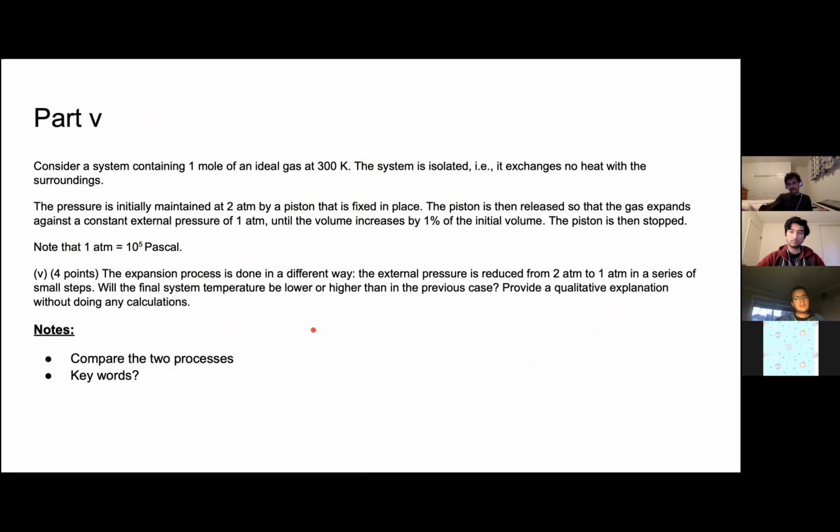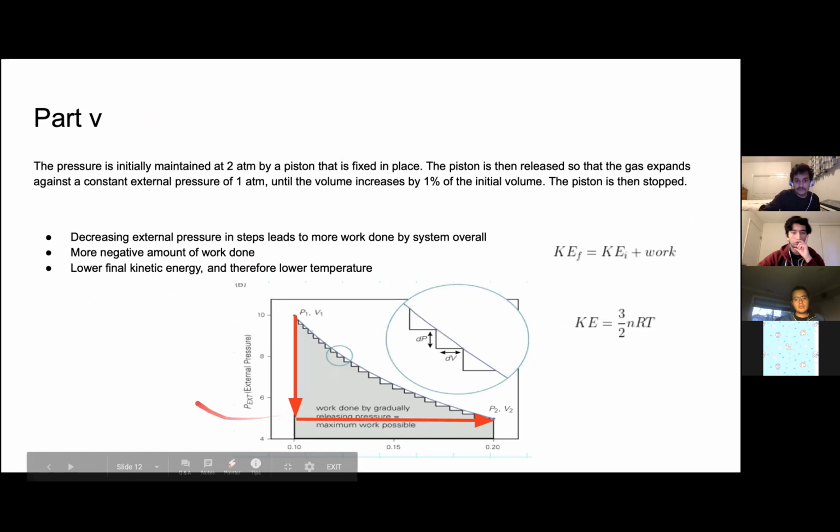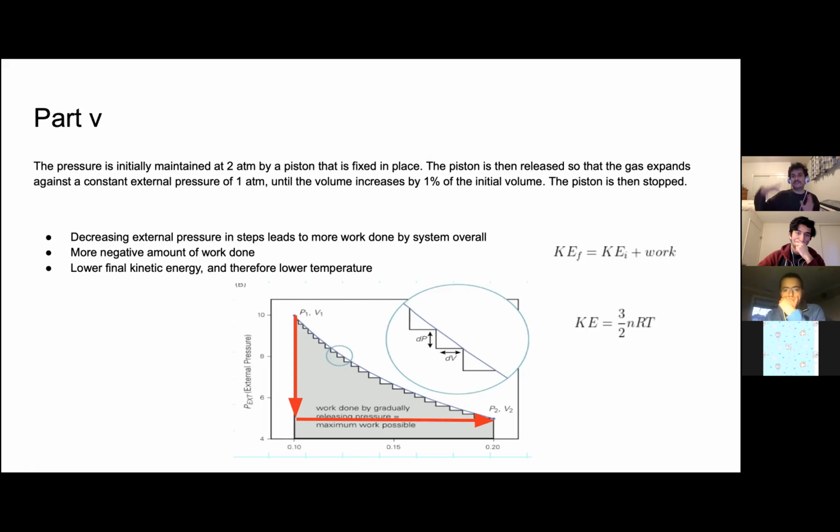So what we want to do here is first just compare the two processes. What's different? We just went over this graph, but let's talk about this. Let's take the first process. It says pressure is initially maintained at 2 atmospheres by a piston that's fixed in place. So the inside of this piston has a pressure of 2 atmospheres. And if it's fixed in place, that means the external pressure has to also be 2 atmospheres, right? You have equal pressure coming from both sides, inside and outside, so nothing moves. So external pressure is 2 atmospheres, which we'll say is right here. We'll pretend that's 2 atmospheres for now.